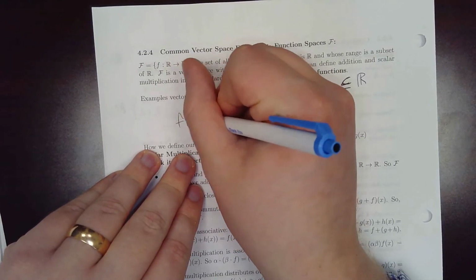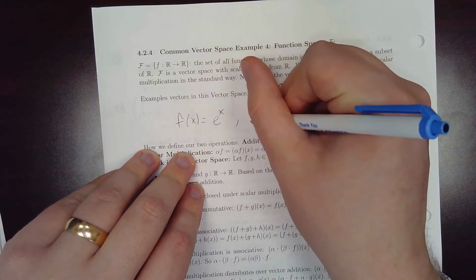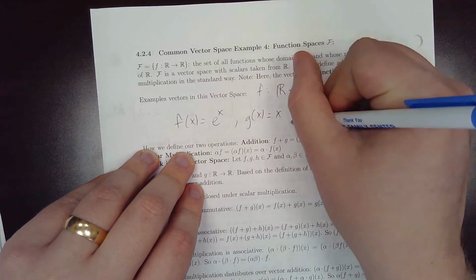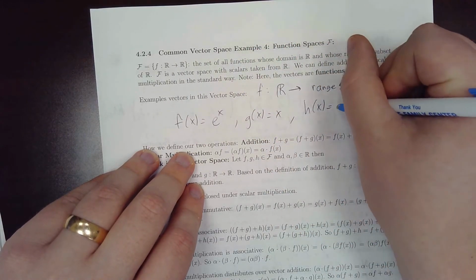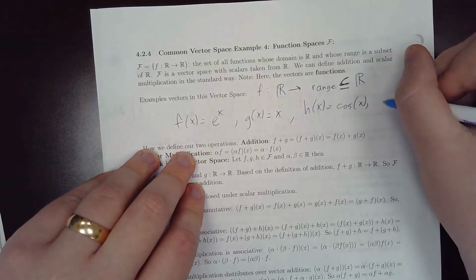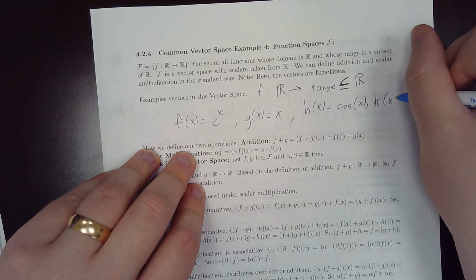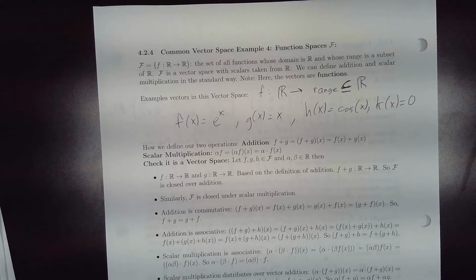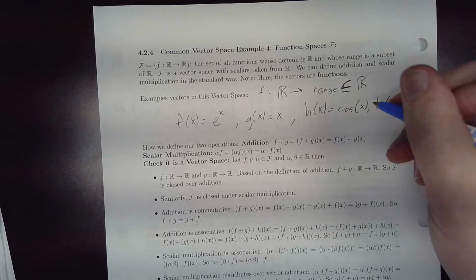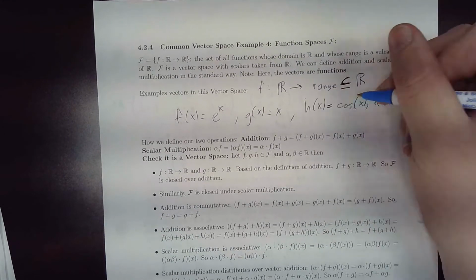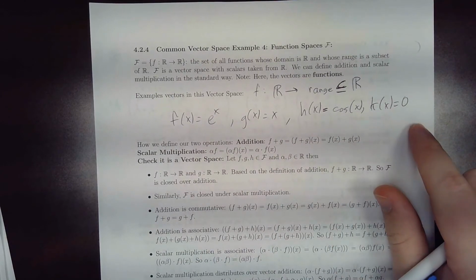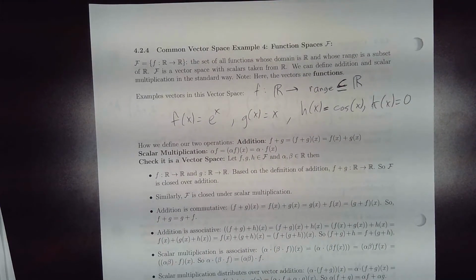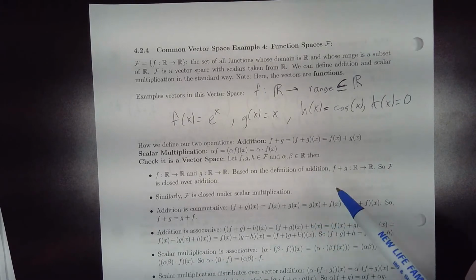So examples: f of x equals e to the x, g of x equals x, h of x equals cosine of x, or even say k of x equals 0. All of these are different things that could be considered to be in our function space. Their domains are the real numbers, and they output to somewhere in the real numbers. And so we can check all of our properties. The first two and the last three are going to be the ones we focus on.